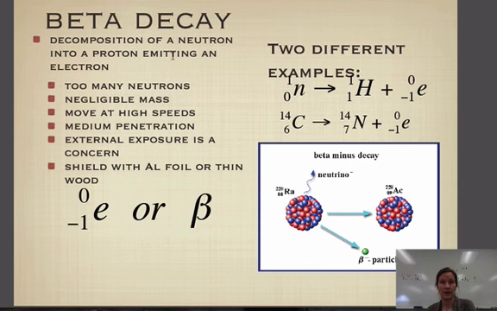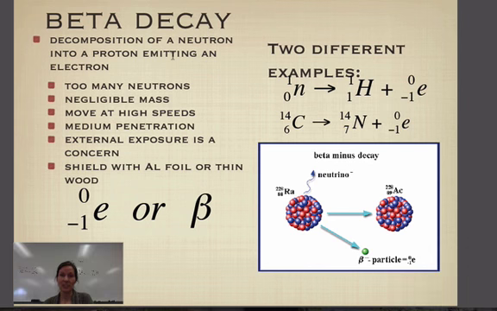Our next form of nuclear radiation will be beta decay. Beta decay is a decomposition of a neutron into a proton, and in the process, you emit an electron. So that beta particle is oftentimes notated as an electron. There's no difference in mass for that electron because the electron has no mass. But then the charge is basically a -1 on the atomic number because you took away a proton to make it. This type of nuclear decay would happen if you have too many neutrons in your nucleus.